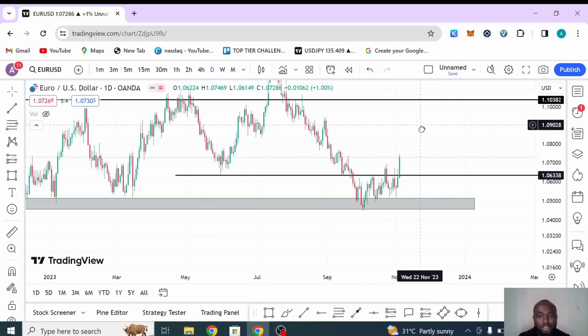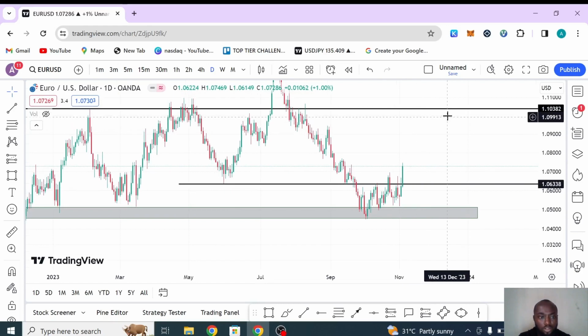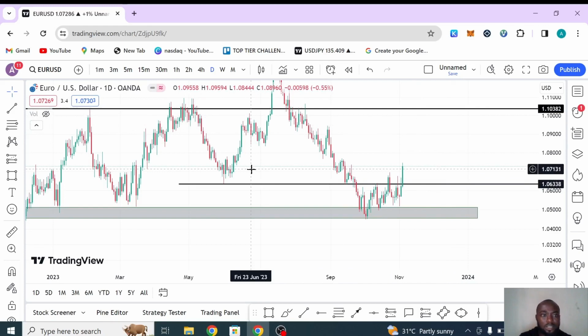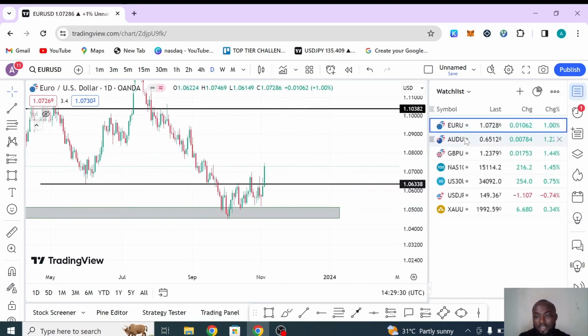You can ride it to this level. You can decide to hold your trade all the way up to this zone. Okay, all right, so that is it for Euro USD. Sorry, guys.